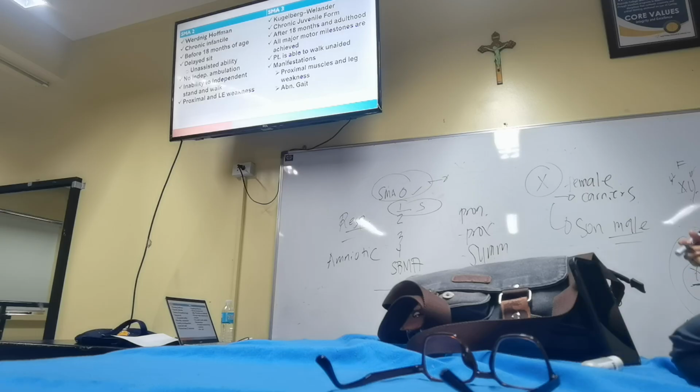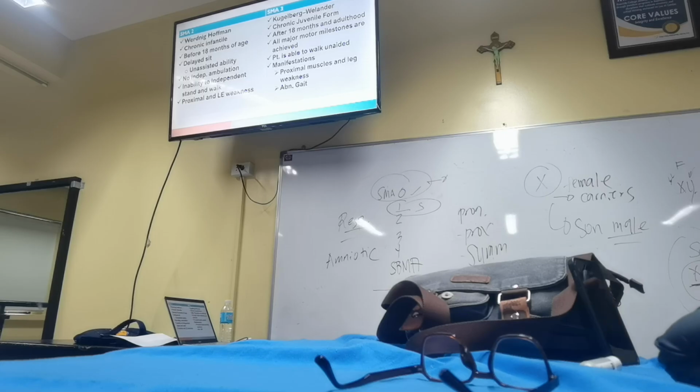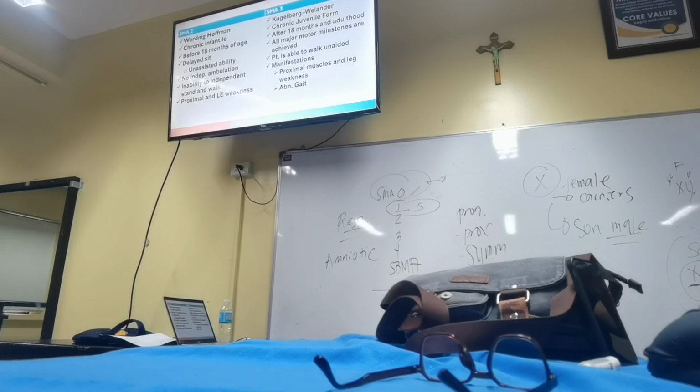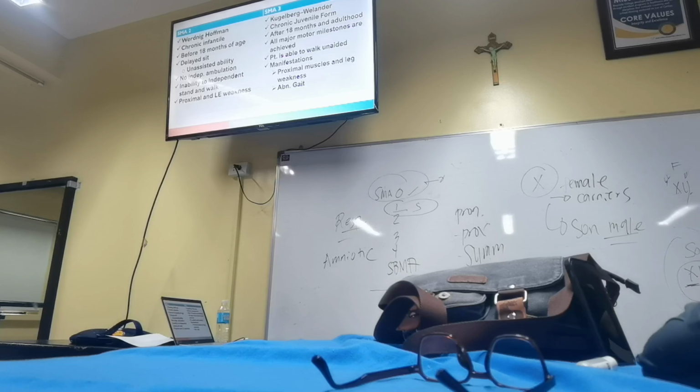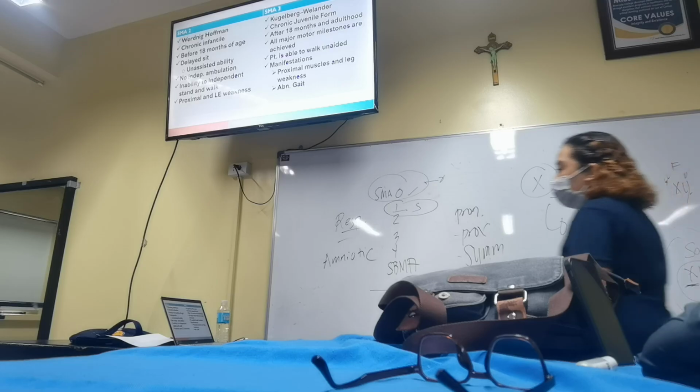Let's proceed with SMA 3. What happened here? They are able to reach the milestones. They can achieve all the milestones. They are able to walk without aid. Is that clear? And with that, yes, they will have proximal muscle and leg weakness. They will have abnormal gait, but again, they are able to walk. Is that clear?